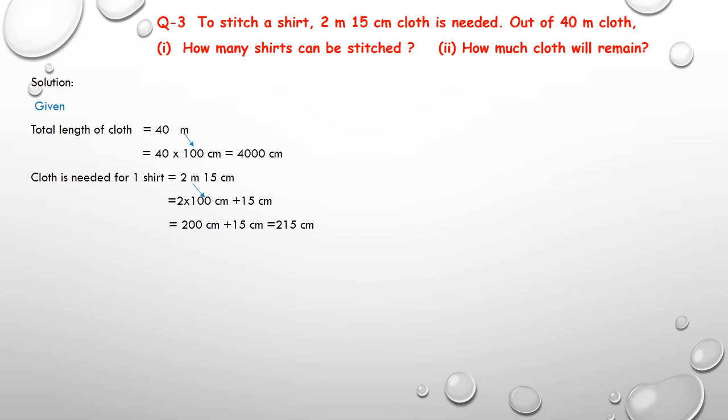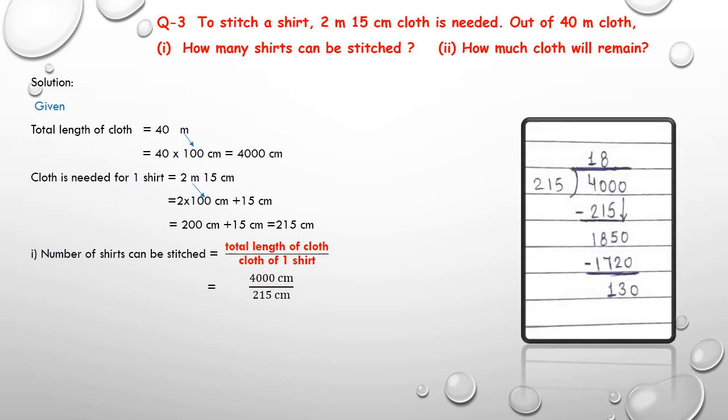Students, whenever the question is asking about the number of boxes, number of glasses, number of shirts, we will go for the division process. So here, to find the number of shirts that can be stitched, we will divide the total length of cloth by the length required for one shirt. Here we will use the measurement in centimeters. We will write 4000 centimeter divided by 215 centimeter. Now here you can see after the division we have 18 as the quotient, and this is our first answer. So we can stitch 18 shirts.